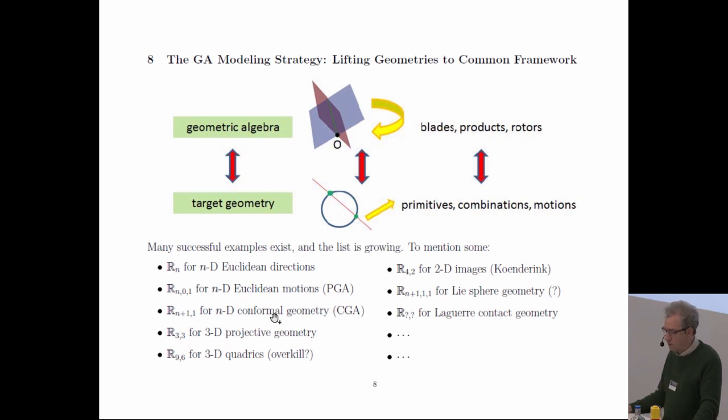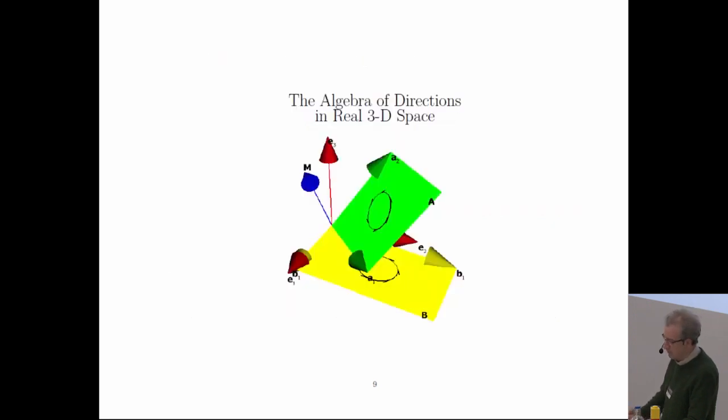I'll give you a little bit more detail on that. And there's a number of other ones that have already been found. But this is the game we play. So you adapt your algebra to the geometry of your problem in such a way that your motions become spinors, exponentials of bivectors, rotations in that space, and your primitives will automatically become subspaces in that space.